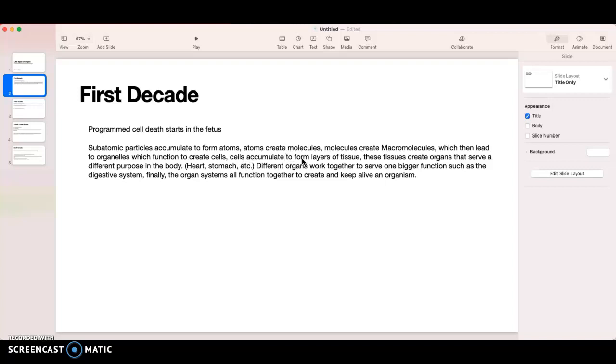Cells accumulate to form layers of tissue, and those layers of tissue create organs that serve different purposes in the body, like the heart, the stomach, the lungs, etc. Different organs work together to serve one bigger function, such as the digestive system. The digestive system would be the stomach, the large intestine, small intestine, etc. You can go on. And then those organ systems all function together to create and keep alive an organism.